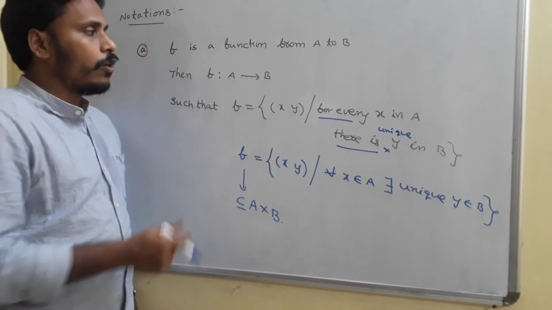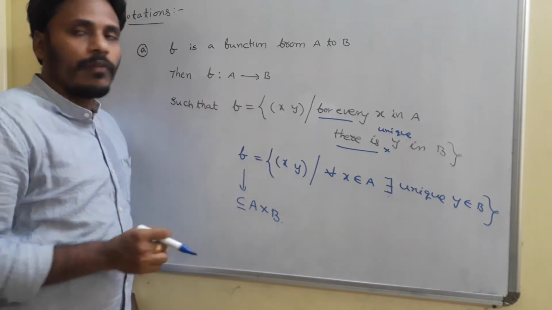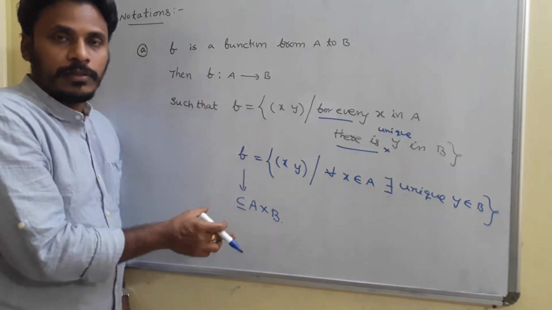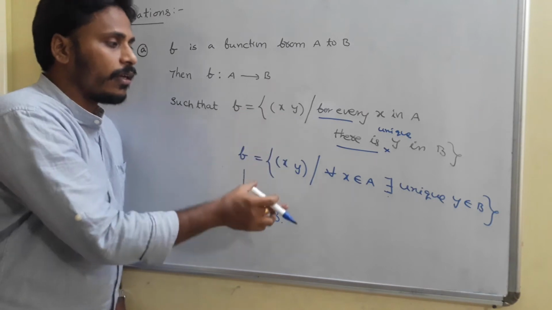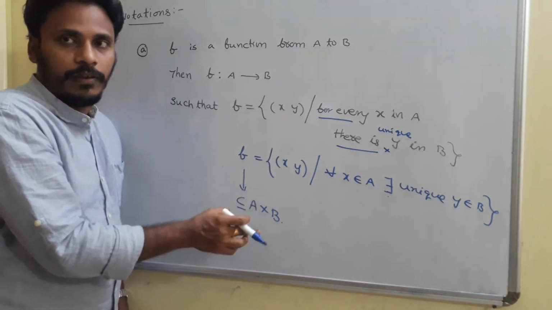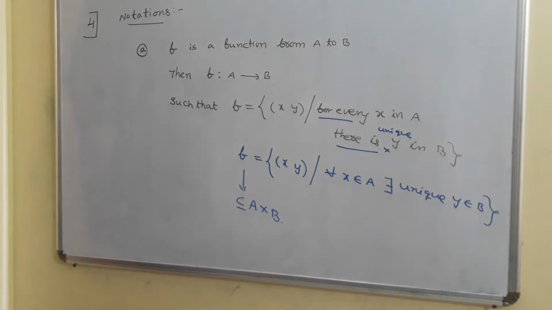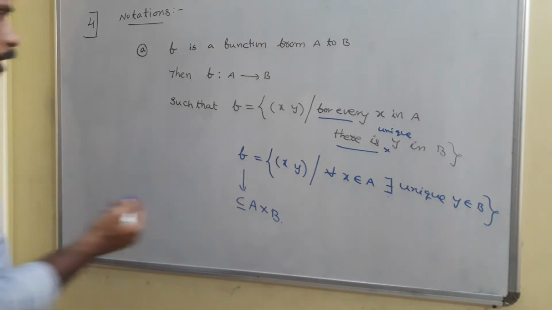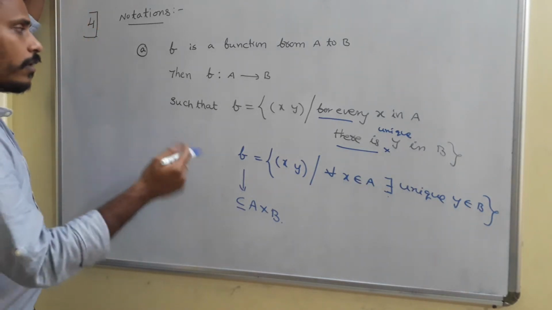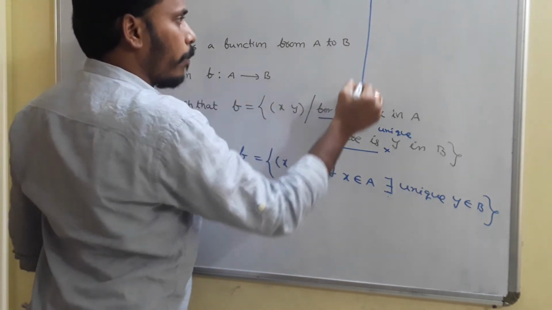And that's why we call it a relation. So basically this is one way of notating a function, the definition of the function in a complete mathematical way. Just have a look: f is a function from A to B, and f contains the ordered pairs x comma y such that for every x belongs to A, there exists a unique y in B, and f is again a subset of A cross B.